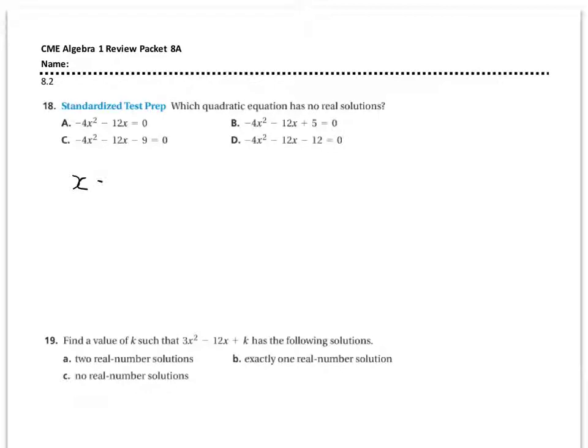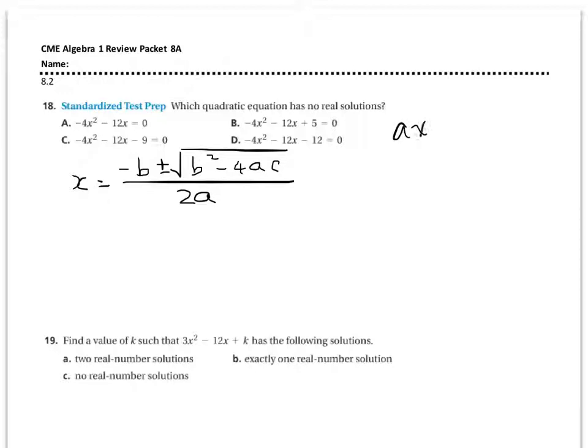x equals negative b plus or minus square root of b squared minus 4 times a times c, over 2 times a. So a is the coefficient of x squared, b is the coefficient of x, and c is the constant. So let's take a look at b.